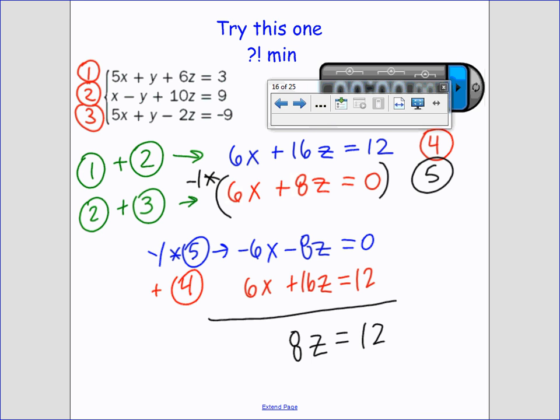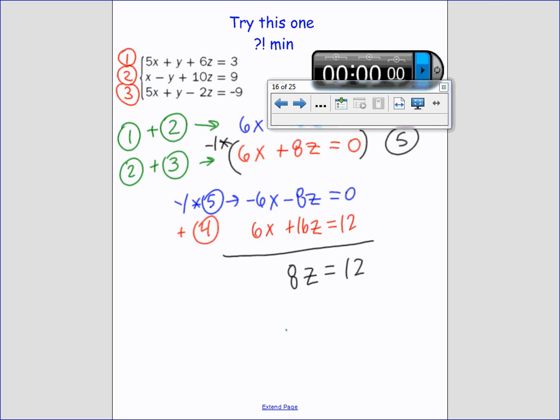Finish it out through division, and I get z equals 12/8, which is the same as 3 halves. Raise your hand if you had 3 halves for your z variable. Way to go, you guys.